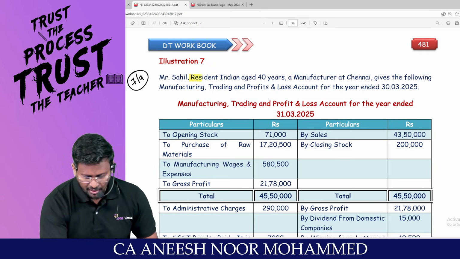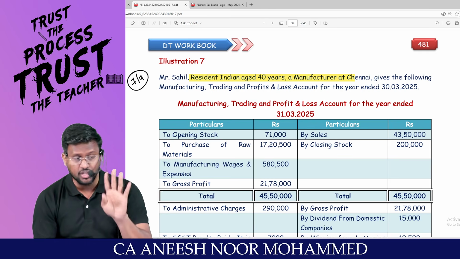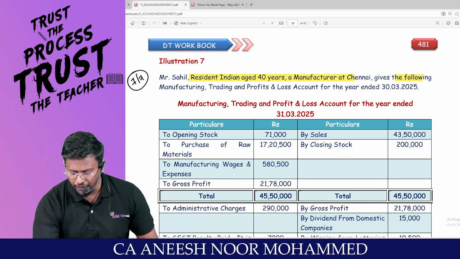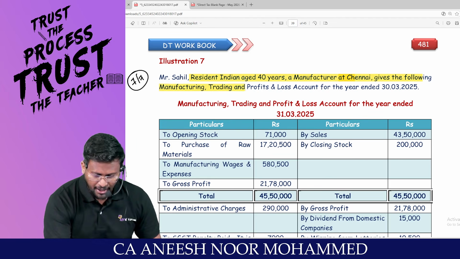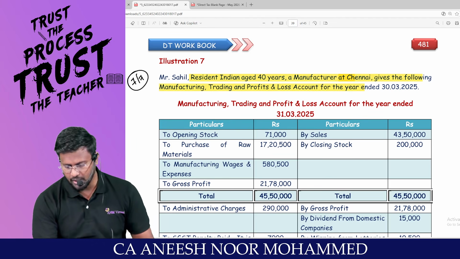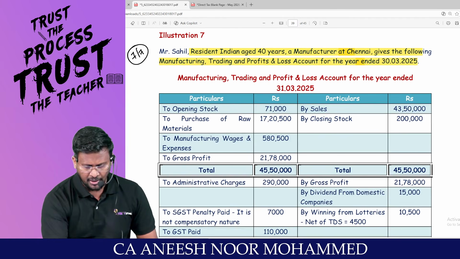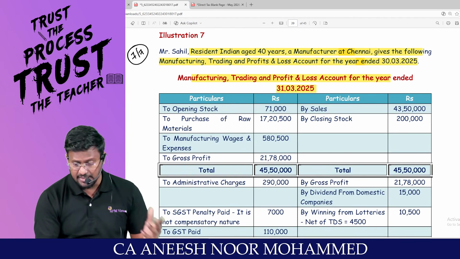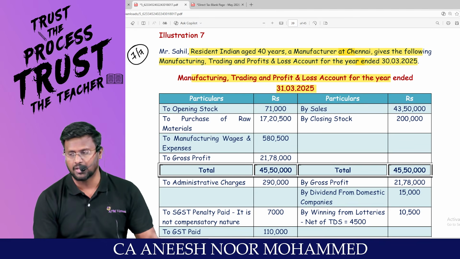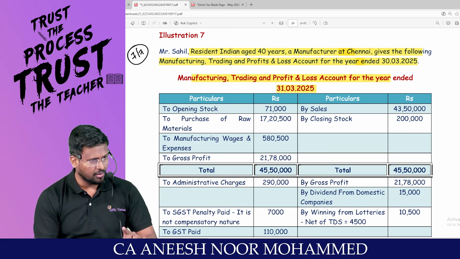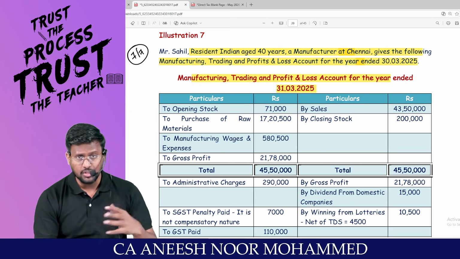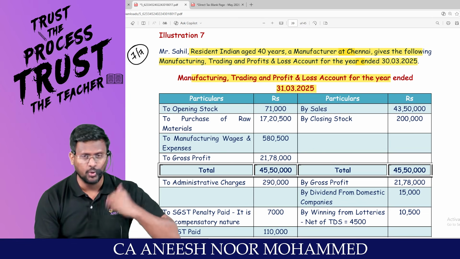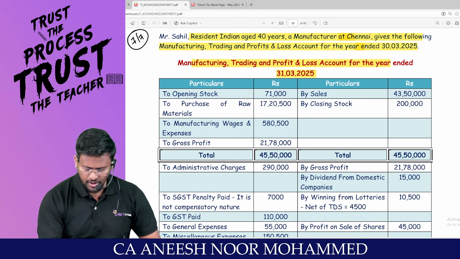Mr. Sahil, resident Indian, aged 40 years, a manufacturer at Chennai, gives the following manufacturing, trading and P&L account for the year ended 31/3/2025. Sales is 43,50,000, which is less than 2 crores. So there is a scope for presumptive taxation, even though nothing has been asked in the question. Closing stock 2 lakh.